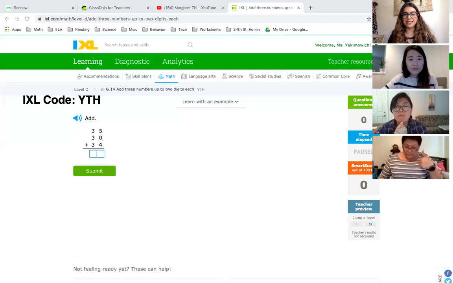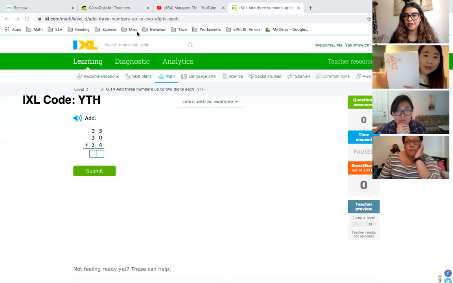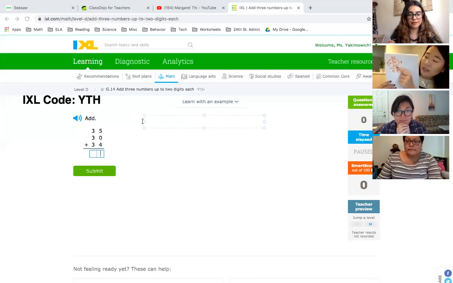All right, Miss T, since you were the first one, do you want to share your strategy? As Miss T's sharing, I'll be writing it here for everyone to see. Okay, awesome. I decided to use the algorithm strategy today because I noticed that in the three numbers that we have, it was easier to add the two ones numbers because I don't have to regroup. And there's a zero, so I thought, oh, that's much easier.